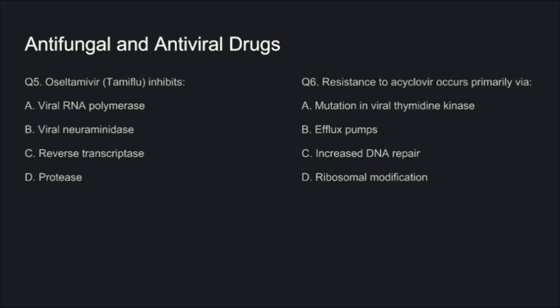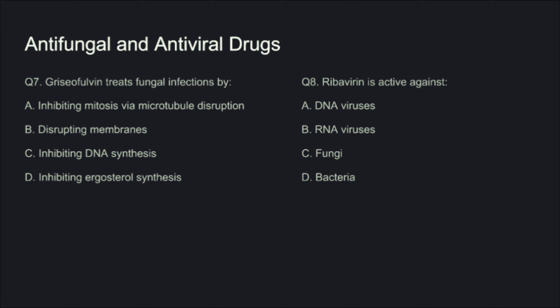Oseltamivir, that is Tamiflu, inhibits: A. Viral RNA polymerase, B. Viral neuraminidase, C. Reverse transcriptase, D. Protease. So the correct answer is option B. Question number 6. Resistance to acyclovir occurs primarily via: A. Mutation in viral thymidine kinase, B. Efflux pump, C. Increased DNA repair, D. Ribosomal modification. So the correct answer is option A, mutation in viral thymidine kinase. Question number 7.